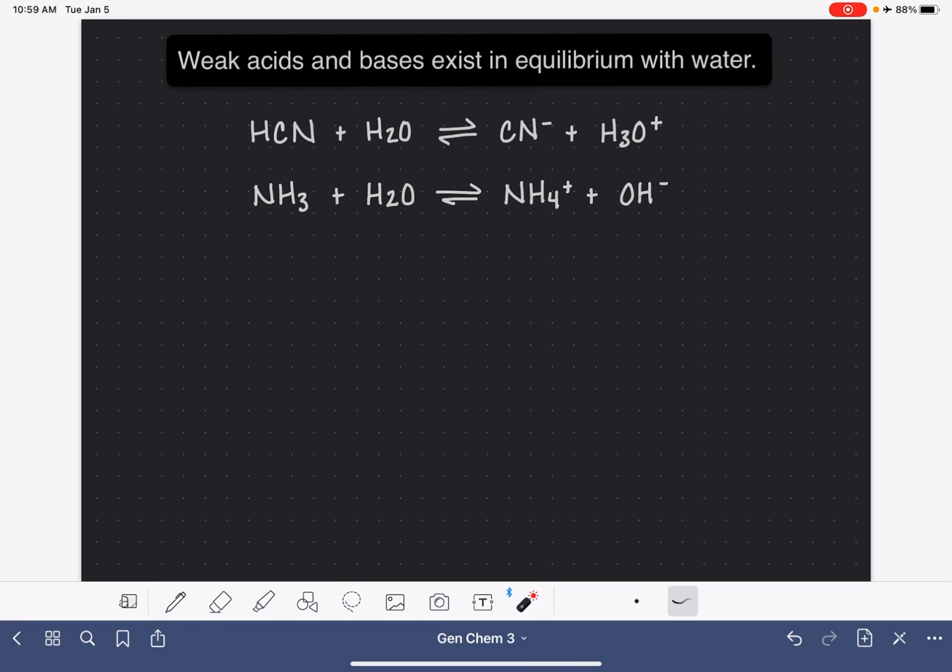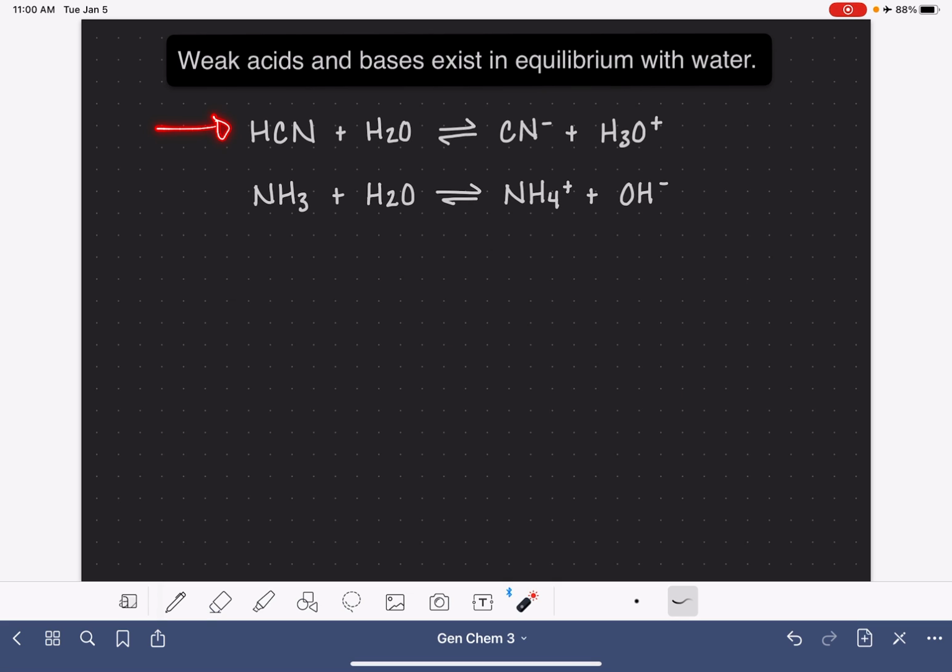A weak acid or a weak base is one that exists in equilibrium with water. To say that an acid or a base is weak has no relationship to how corrosive it is or how much damage it could do if you spill it. It just simply means that it is existing in equilibrium with water.